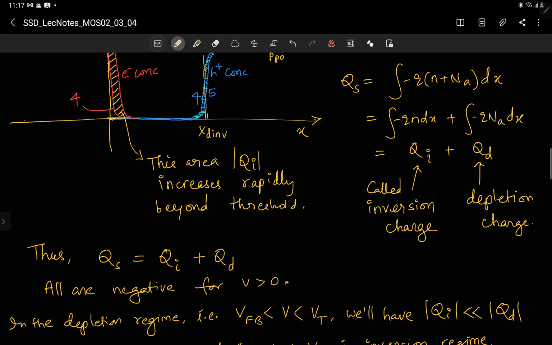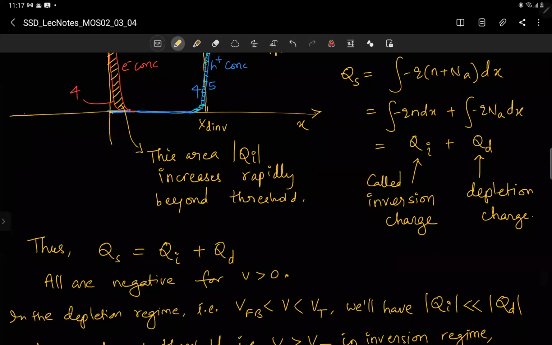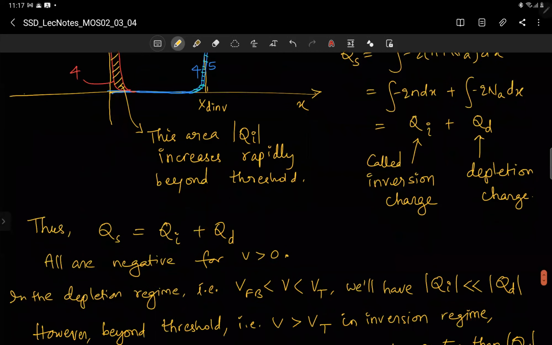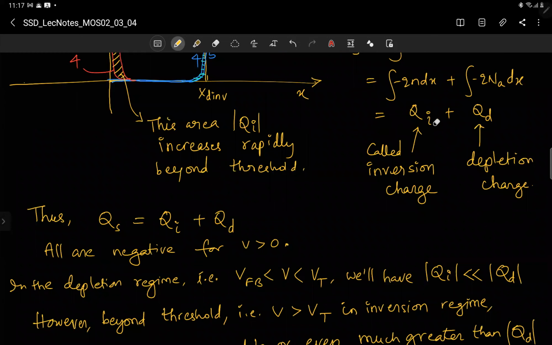I call it inversion charge because it is electron concentration, even though it is a p-type substrate we are seeing. So at the surface it is inverted, so we are seeing inversion charge concentration. Qi is called the total inversion charge, basically the integrated electron concentration. Thus QS is the sum of Qi and Qd. That's what we have here. And all are negative for V greater than 0. QS will be negative, so Qi and Qd are also negative.